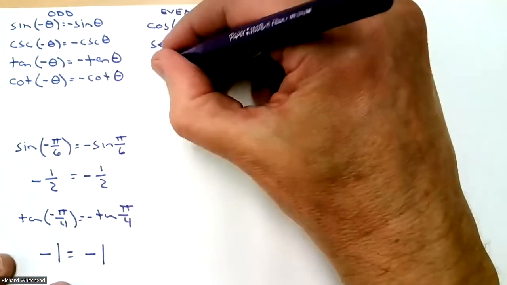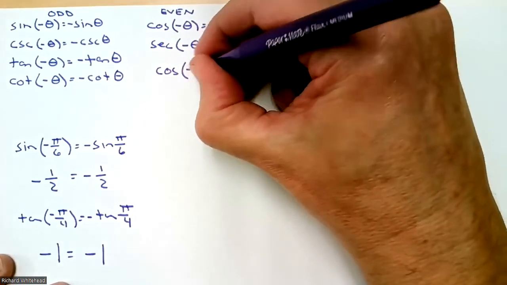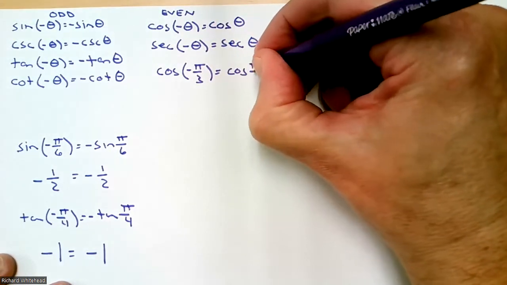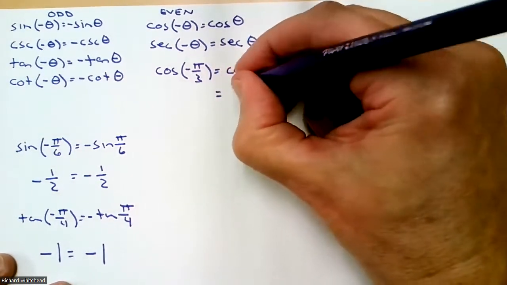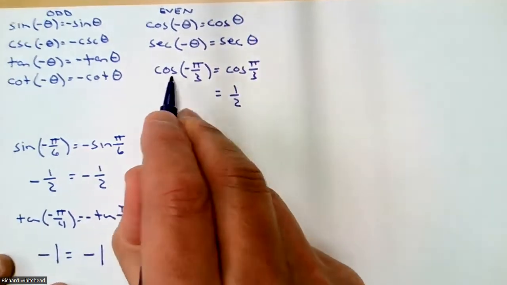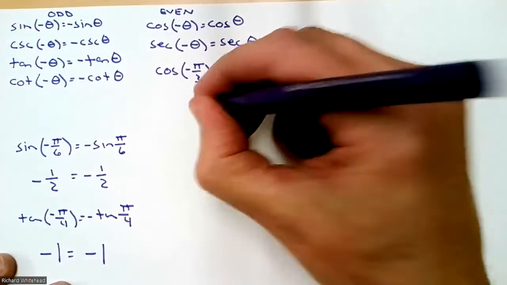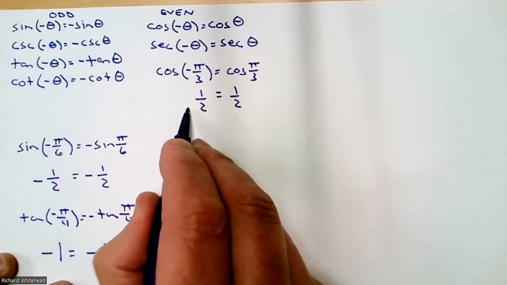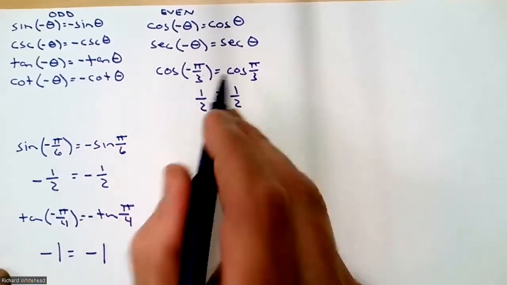The even functions are things like, all right, so I've got cosine of negative pi over 3. That should be equal to cosine of positive pi over 3. Well, that seems weird. Let me see. Cosine of pi over 3 is just 1/2. And negative pi over 3 is in the fourth quadrant, and cosine is positive in the fourth quadrant. So it does check. So it would work that way.